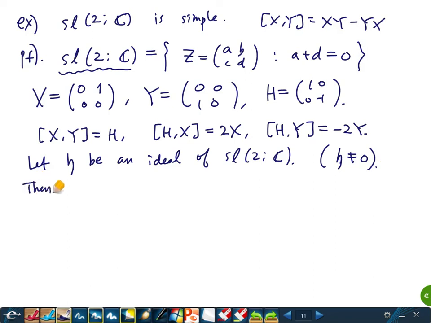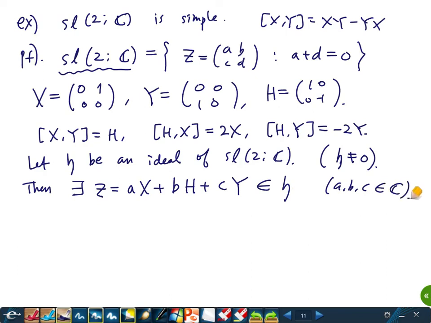Then there is a non-zero element, of course. So there exists z in h, but z is in sl2, so we can expand this in terms of the basis elements, say a x plus b h plus c y. We can find a, b, c because h is non-zero. We must show that h contains everything. So let's divide into cases. Case one, c is non-zero. Then let's see what happens.